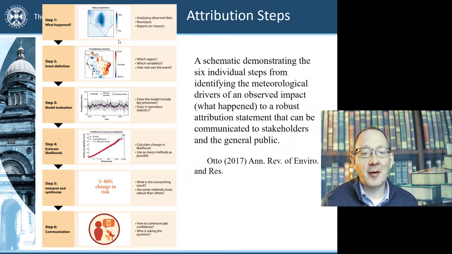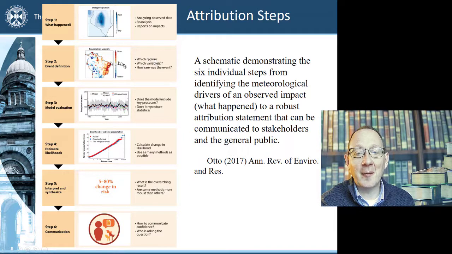To think about which region, so this is a precipitation anomaly in South America, and here in coastal Brazil. We might think about which region, where did it happen, what variables are we thinking about, and how rare was the event. We might then ask about model evaluation now, because we're going to start using models to do these calculations. So there's the model itself. Here are some different observations for this part of the world.